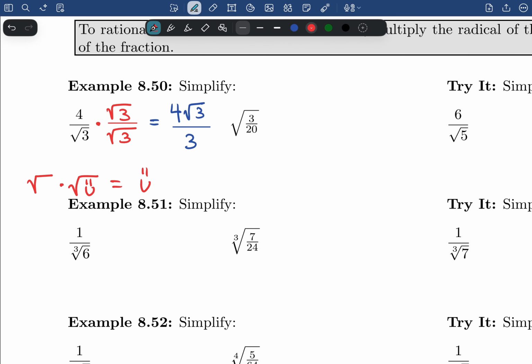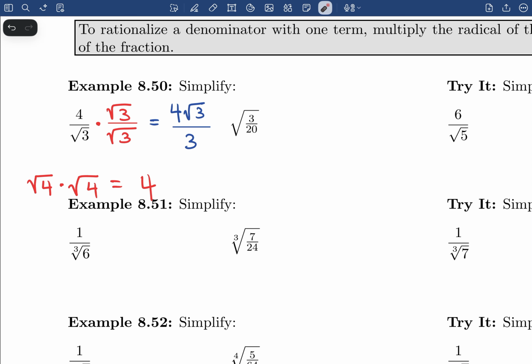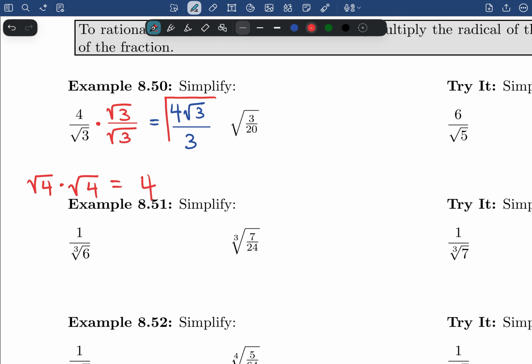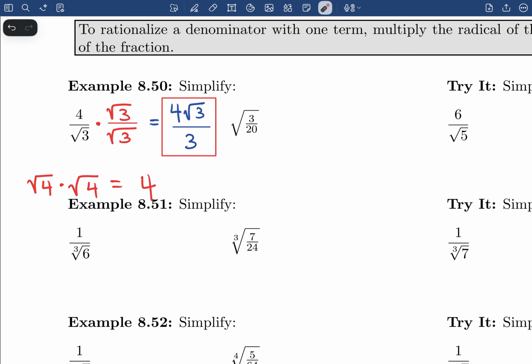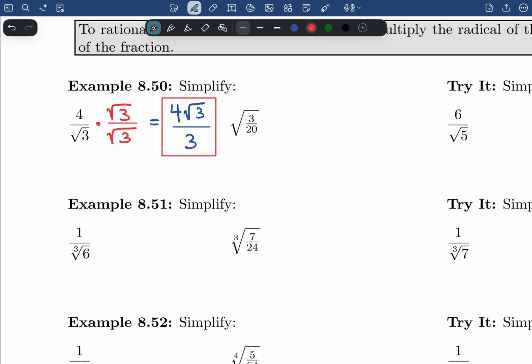Like, let's say I have the square root of 4 times the square root of 4. Well, that's equal to 4. Done. And with that same logic, the square root of 3 times the square root of 3 is equal to 3. Now I have my answer. This is the final solution, and there is no more radical in the denominator. Now it's just an integer. In fact, there's a radical in the numerator, which is perfectly fine. But we cannot have a radical in the denominator. We do not want that.